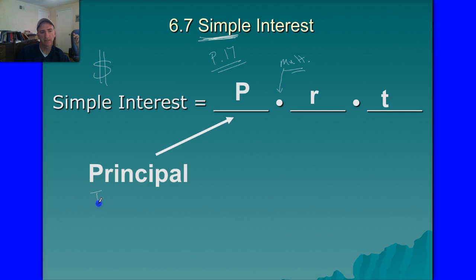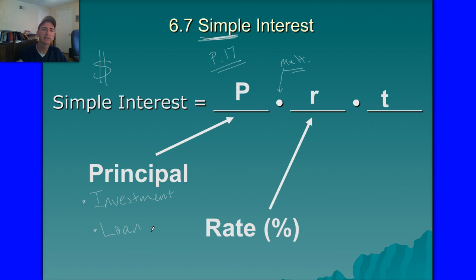That's your investment amount, or you could think of it as the loan, whichever one it is. If you invest money and you get interest, or you take a loan and you pay interest, that's called the principal. It's the amount of money that you start with. Okay, the rate, that's the percent of interest that you either pay or receive based on the amount of money.